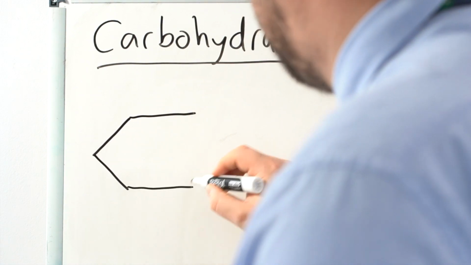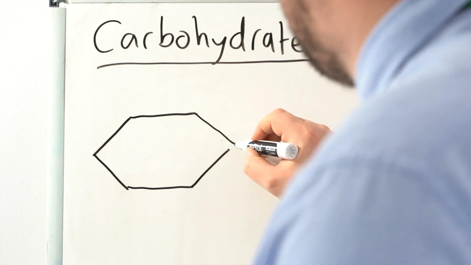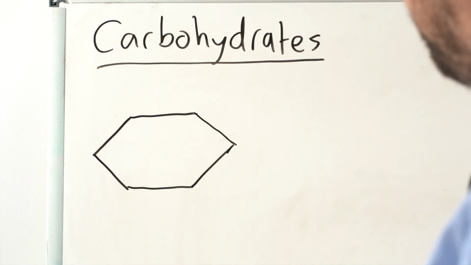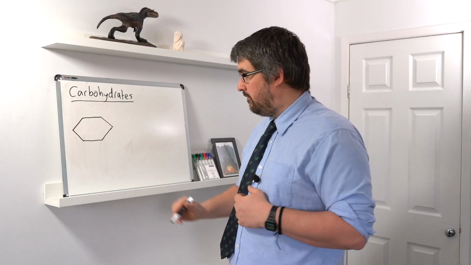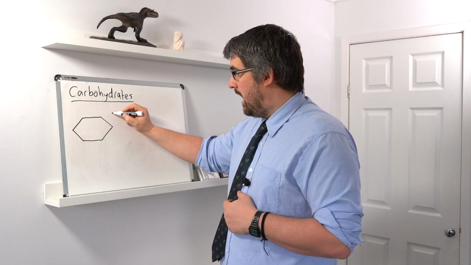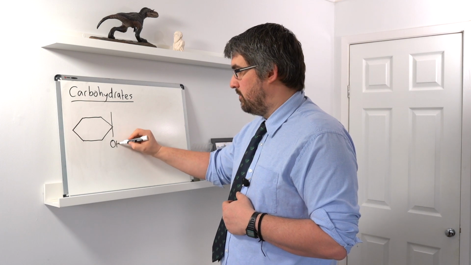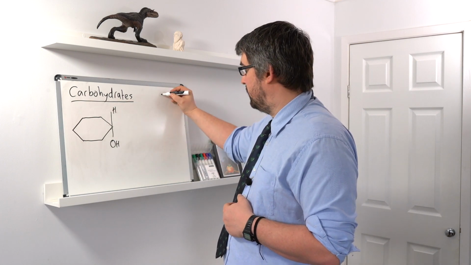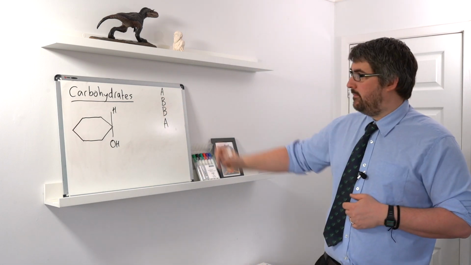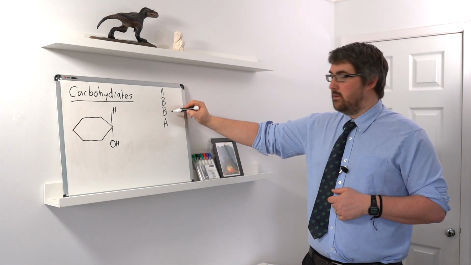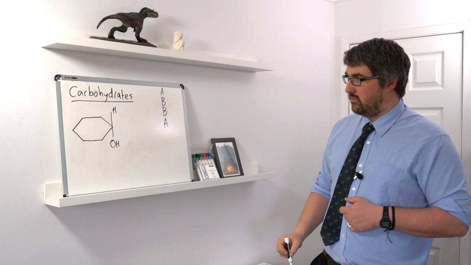So I'll start off by drawing some very simple monosaccharide, like this, which is a hexagonal shape, sometimes called a hexose sugar. And this one's going to be alpha glucose. And what we will see here is that the hydroxyl group is below the ring, and another good way to remember that is ABA, which I'll put over here. So ABA, alpha below, beta above. Okay, it's easy to remember that one.